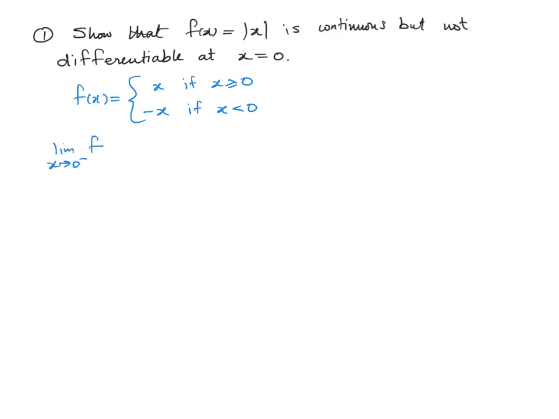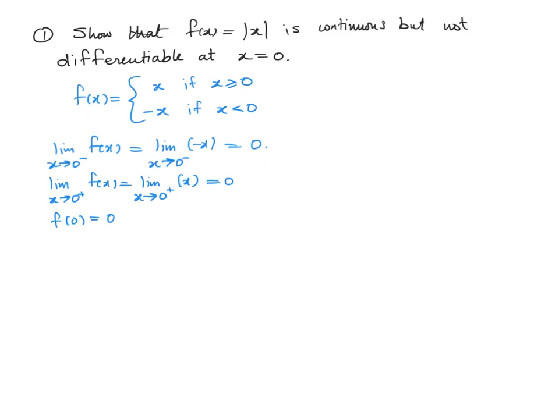from the left of f of x, well, that's the limit as x approaches 0 from the left of this function, negative x, which is going to be negative of something very, very close to 0, so basically 0. Also, the limit as x approaches 0 from the right of f of x is going to be the limit as x approaches 0 from the right of this function, x, which again is going to be 0. And also, f of 0 is 0 because I plugged it in over here.